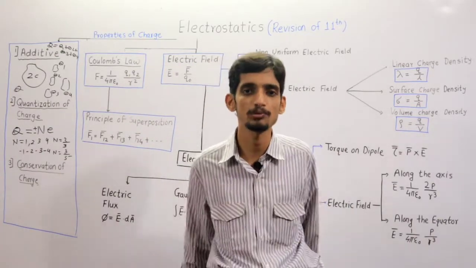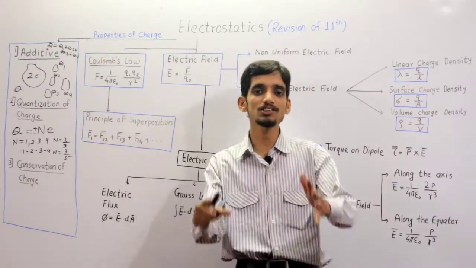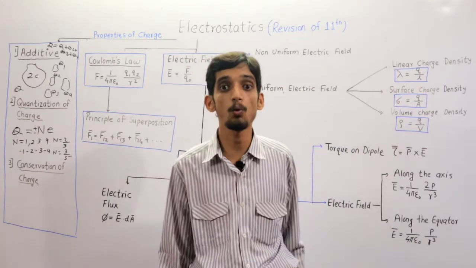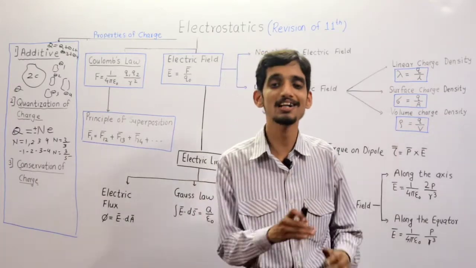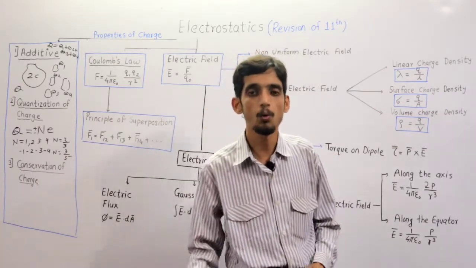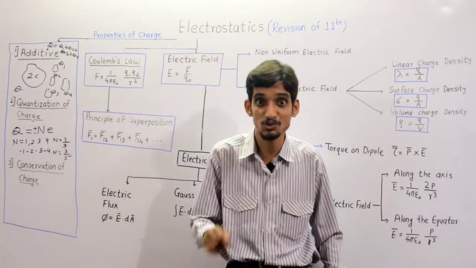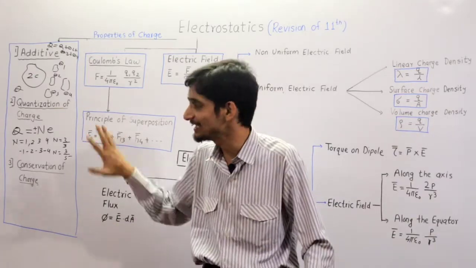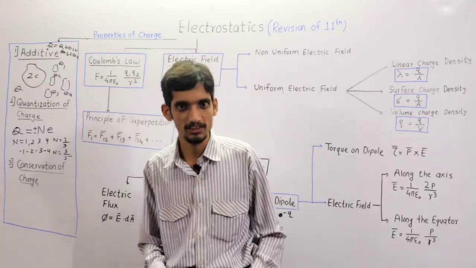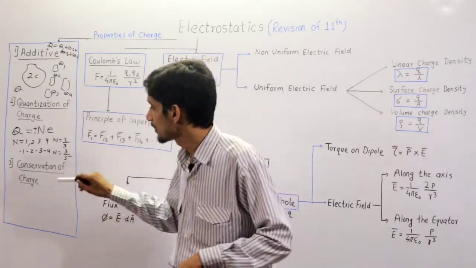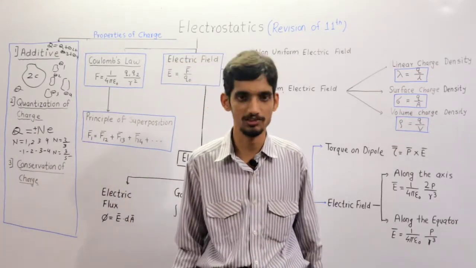Now the third one is conservation of charge. What is meant by conservation of charge? You know the law of conservation of energy. Charge can neither be created nor be destroyed, only it can be transferred from one body to another body. So charge can be transferred. This is also one of the integral properties. Okay, so this is important. This is called conservation of charge.